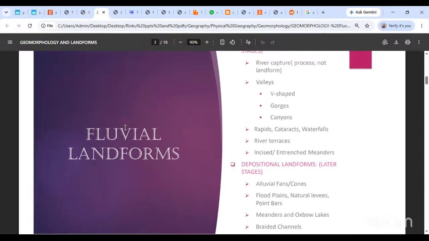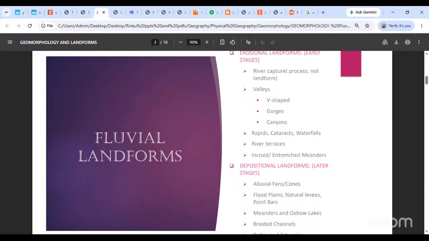All right, now these fluvial landforms, like I said, the river can perform erosional activities in the earlier stages of the river when it's coming down the mountain slope. When it hits the plains, most of those activities are depositional. Okay, so we are discussing the erosional landforms first and then the depositional landforms.